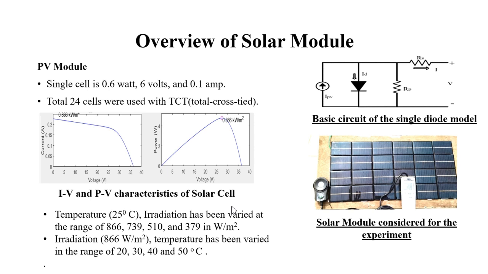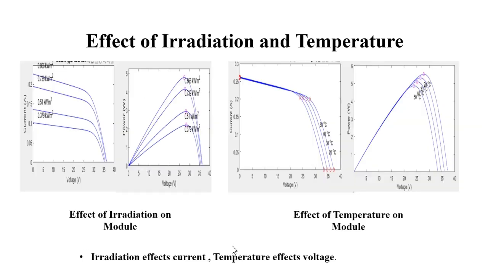To analyze the effect of temperature and irradiation falling on this PV panel, we have taken two cases. In the first case, the temperature is kept constant and the irradiation has been varied from 886 to 729. In the second case, the irradiation has been kept constant and the temperature has been varied from 20 to 50 degrees.